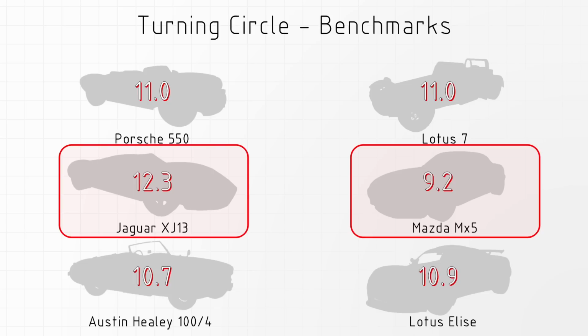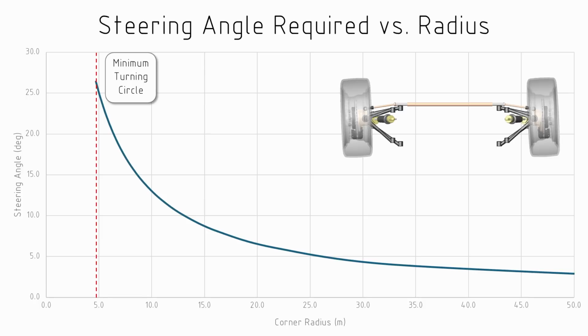If the vehicle is around 1.7 meters wide, then that's going to mean that we're going to need a minimum turning radius of slightly less than 5. So if we look at the chart again, we see that that's going to require steering angles at the steered wheels of around 25 degrees.